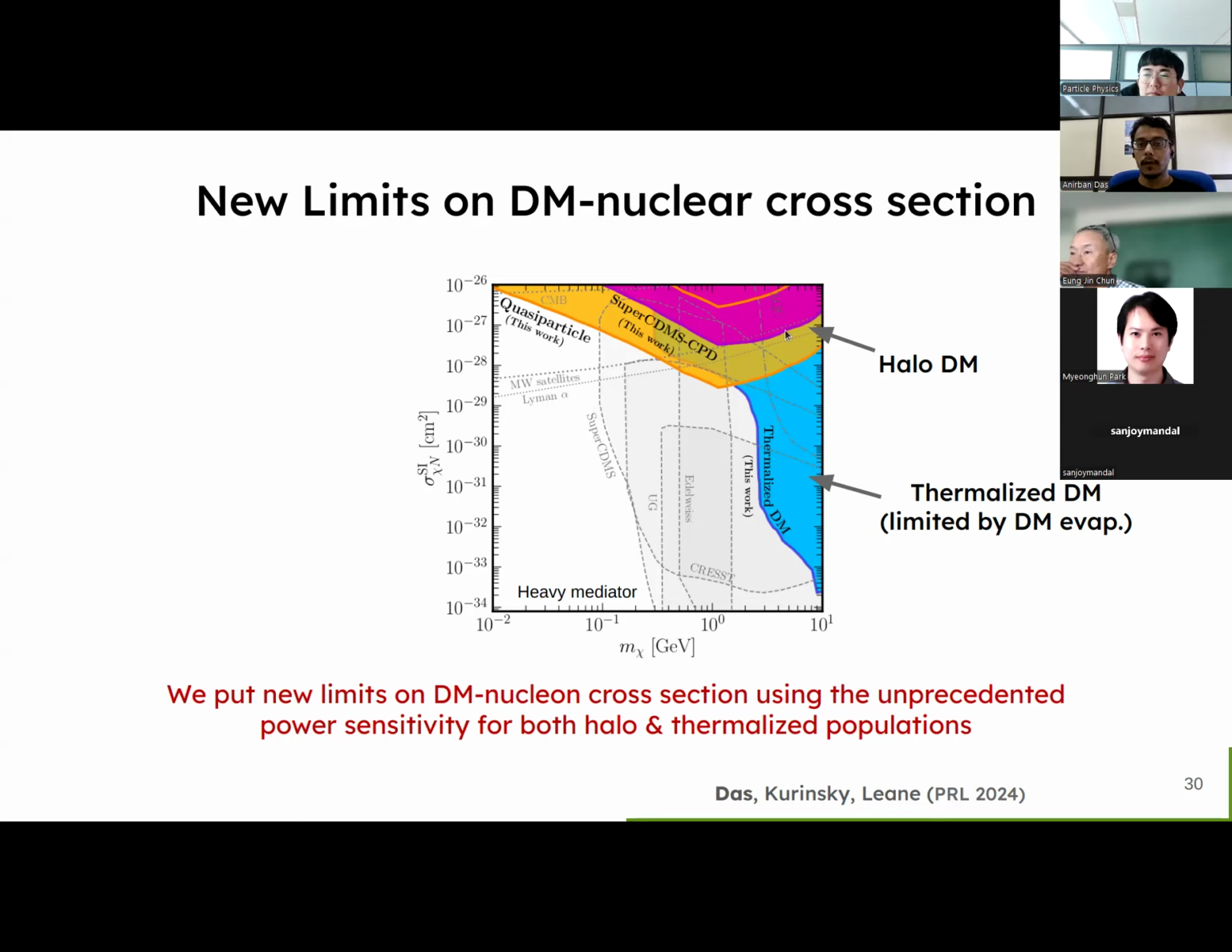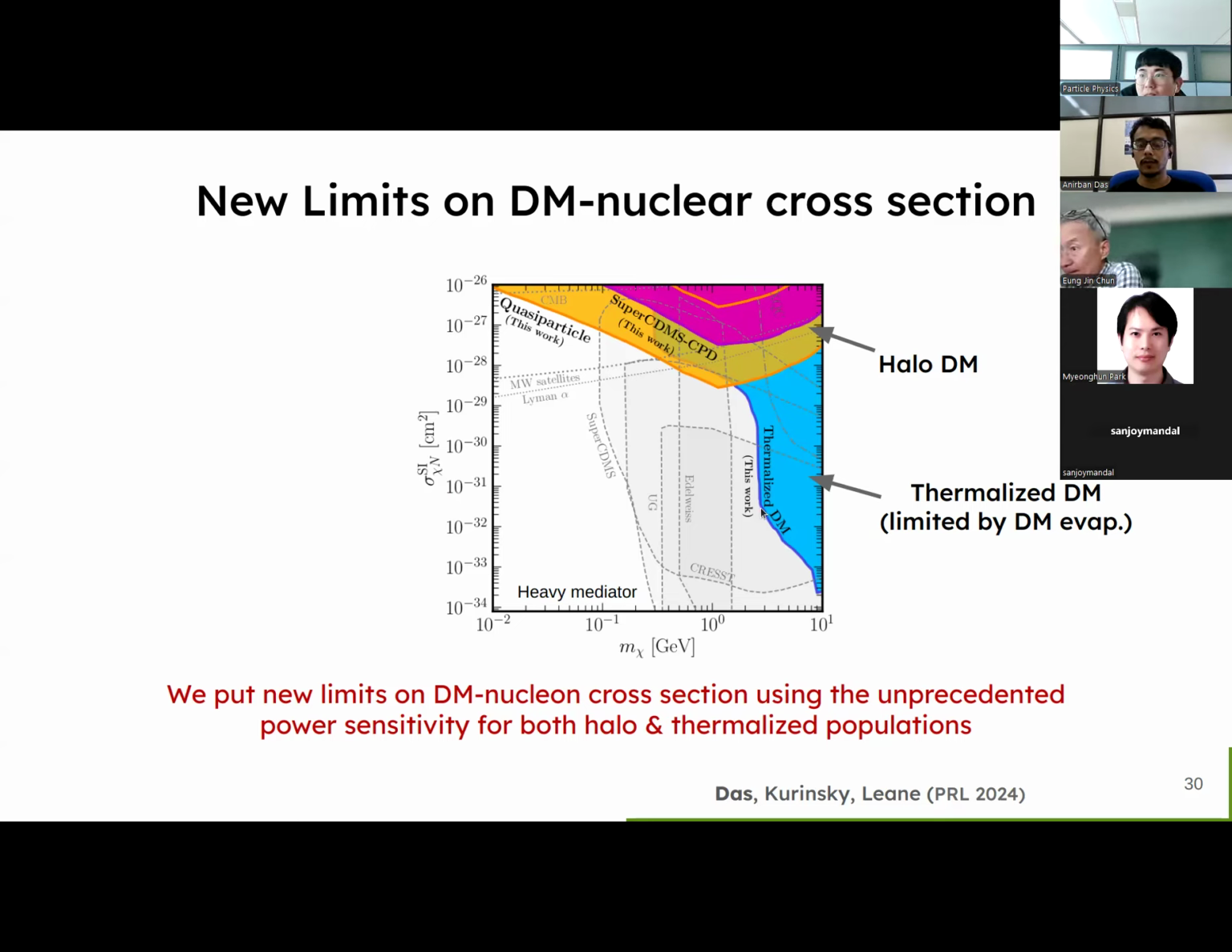So these are for halo dark matter, and this blue line is for thermalized dark matter, the captured dark matter, which I told you about before. In this case, we are not limited by the sensitivity of the device or the detector. We are limited by the evaporation. So this line here, which is the limiting line, is the evaporation line.